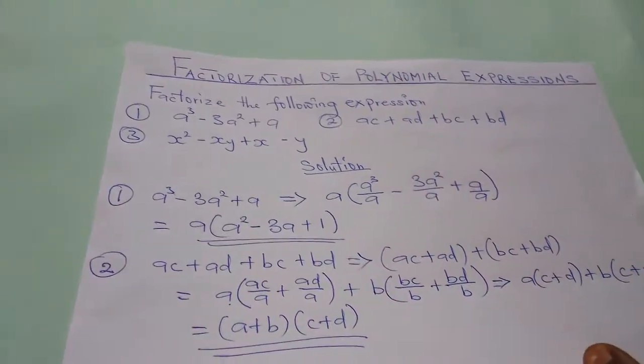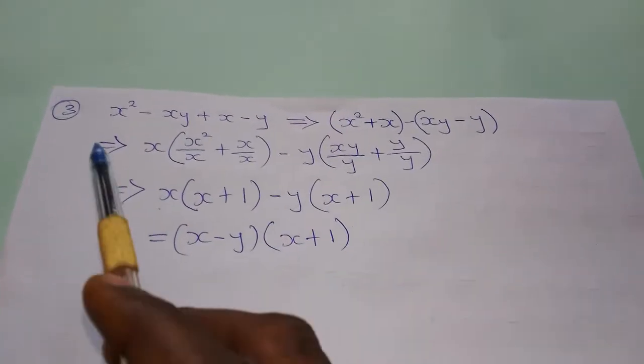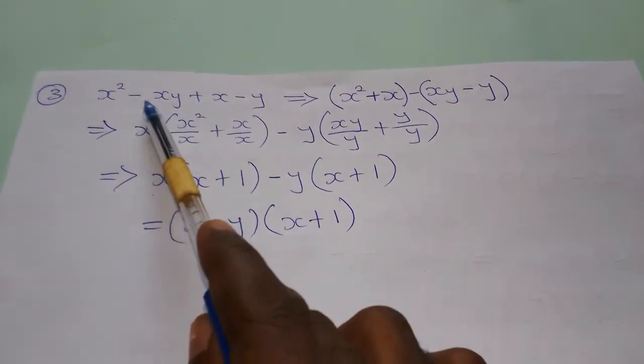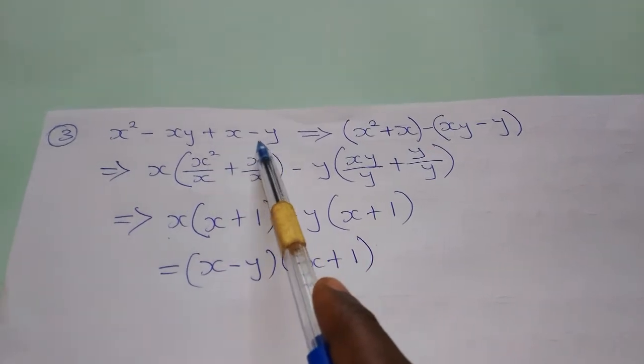Alright, now let's take question number 3. Question number 3. Now question number 3 says factorize x squared minus xy plus x minus y.